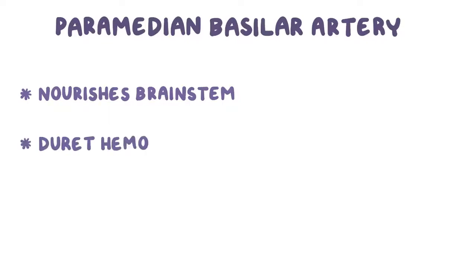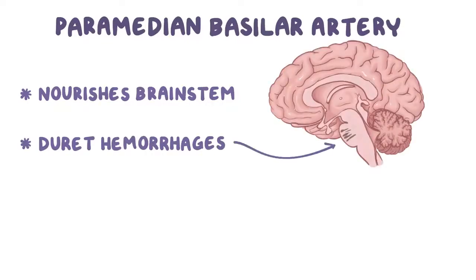Uncal herniation stretches and sometimes breaks branches of the paramedian basilar artery, which nourish the brainstem. That causes small linear or flame-shaped hemorrhages called Duret hemorrhages, which can be seen on an autopsy.